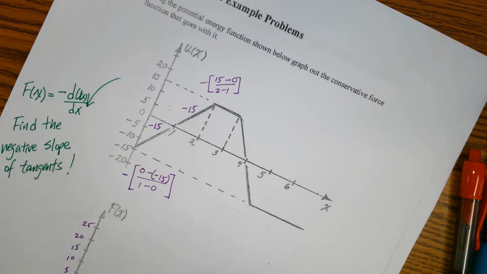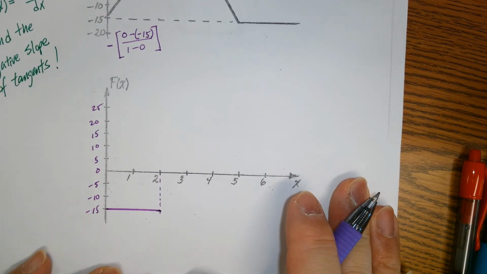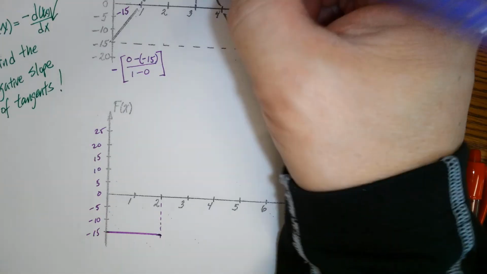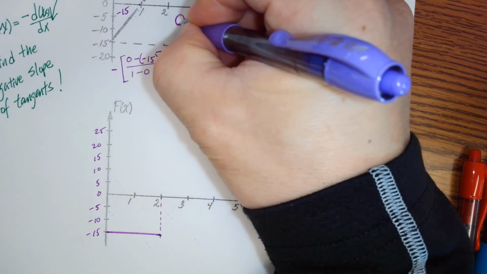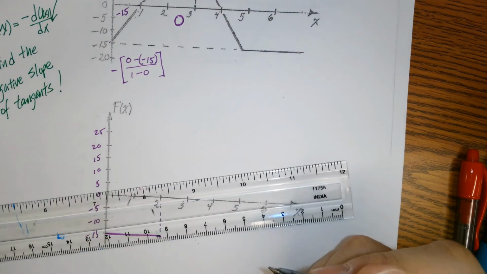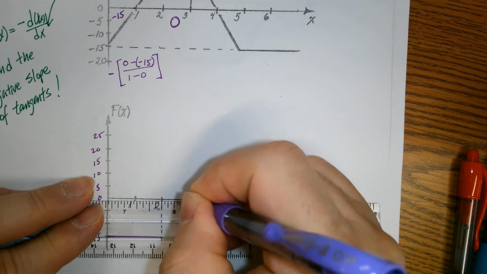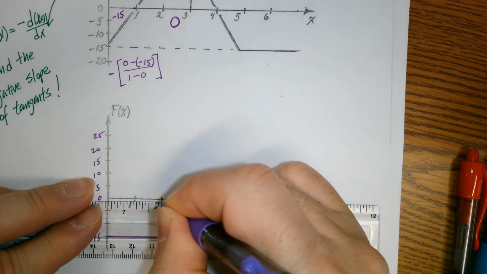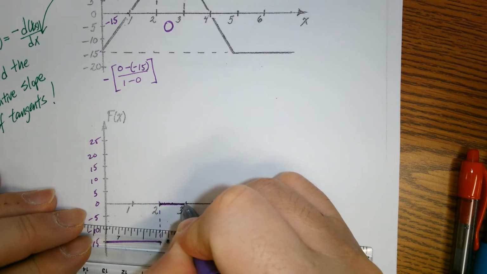Okay? So let me make this a little darker for everybody to see. Then, from 2 to 3 meters, it looks like 0. Right? So that's easy. So from 2 to 3, 0.